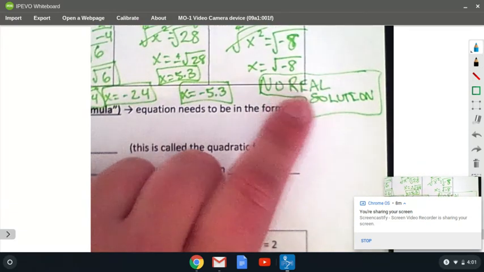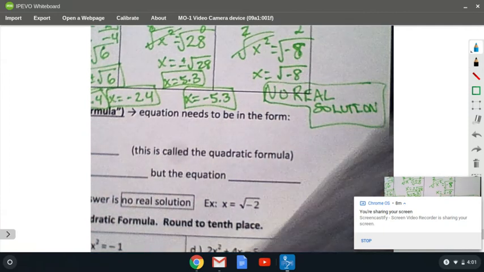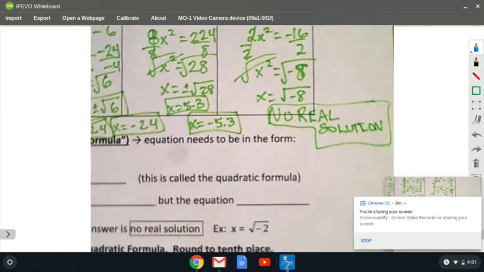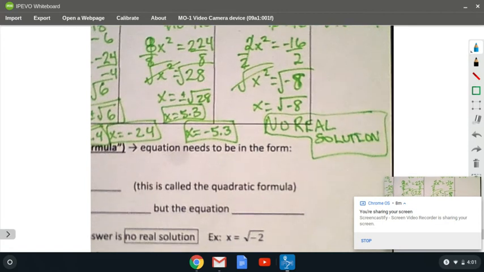Okay, so you can't give me a full answer here. There is no real solution. You can't take the square root of a negative. If you do, we get an imaginary number, which we won't really get into in Algebra 1. But for now, we just say that's not a real solution.